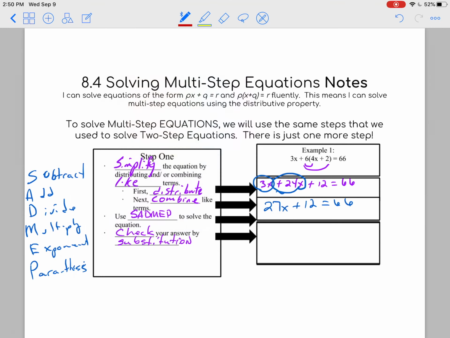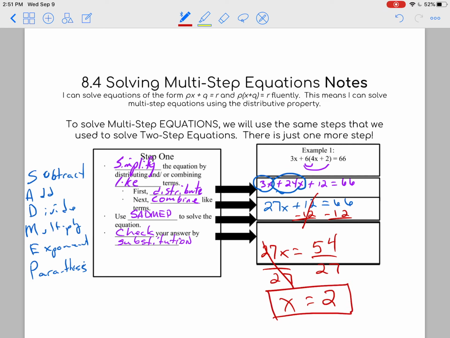What I'm going to do is minus 12 from both sides. These will go away. I'm going to have 27x is equal to 54. Now I will divide both sides by 27 to isolate the x. Divide by 27, and that would give me 2. So your answer is 2.